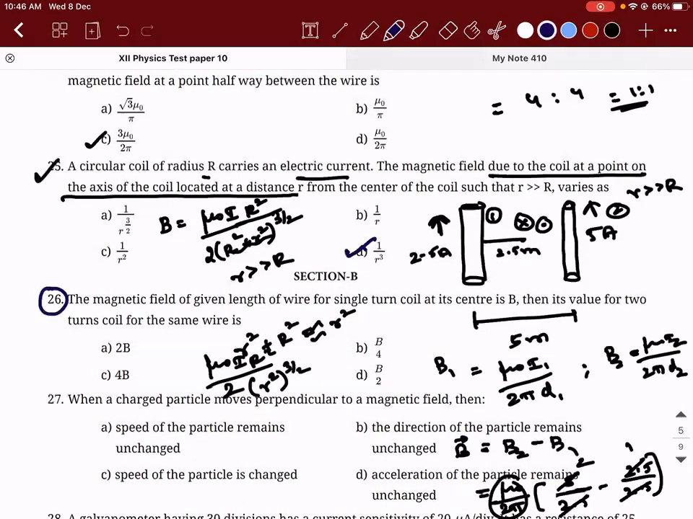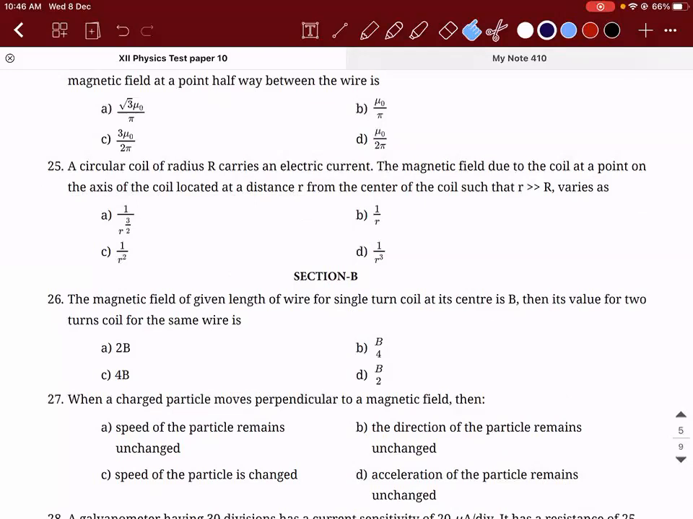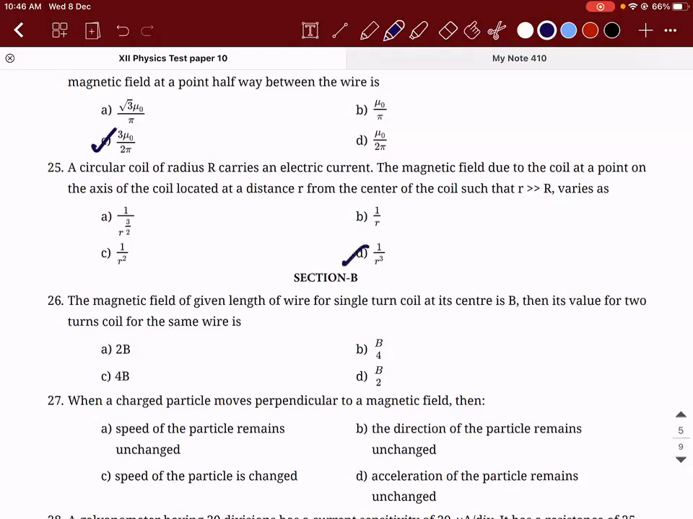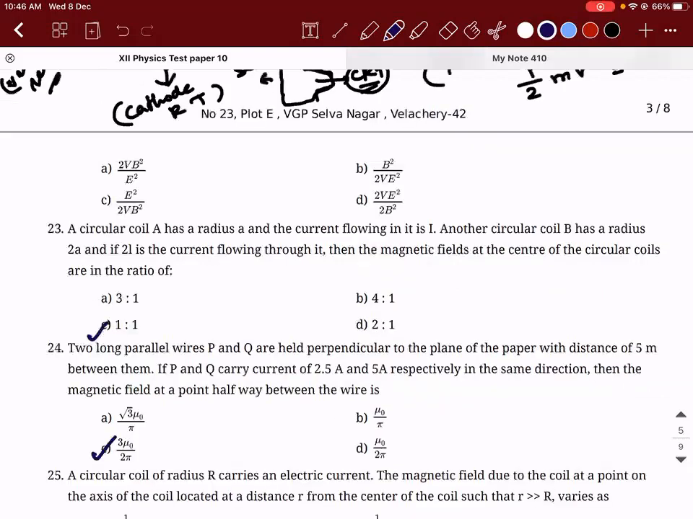26th. Wait, let me erase this. So this is the answer. Here, this is the answer. Sorry, guys, it is not responding. This is 1:1. This is this part.